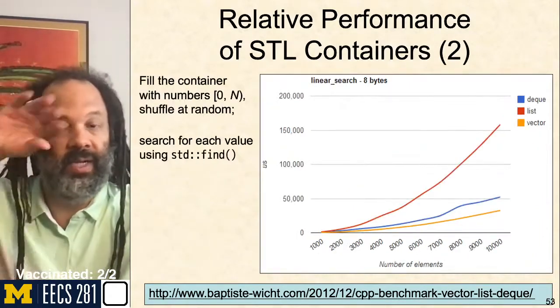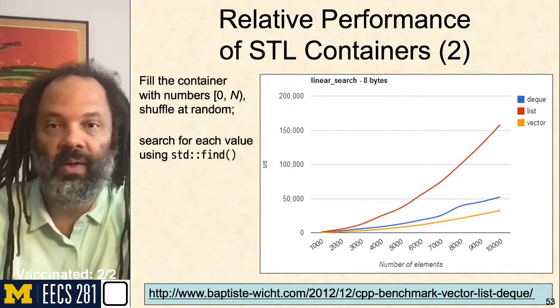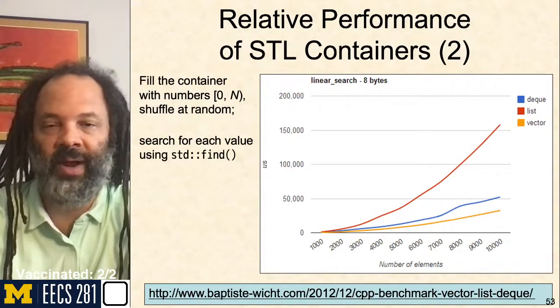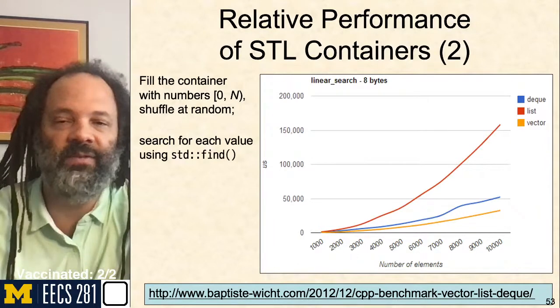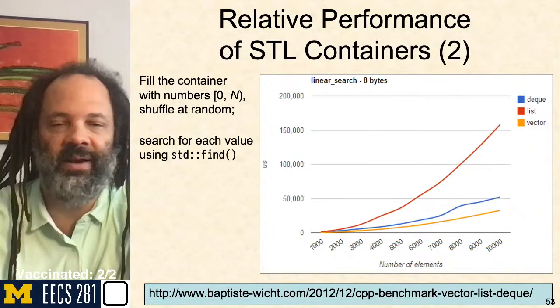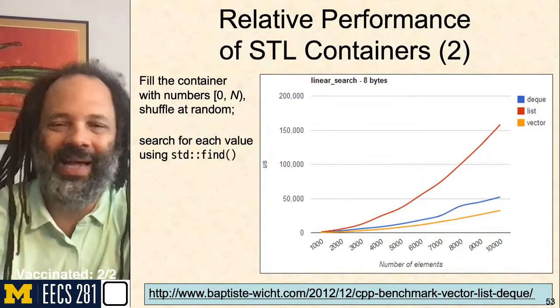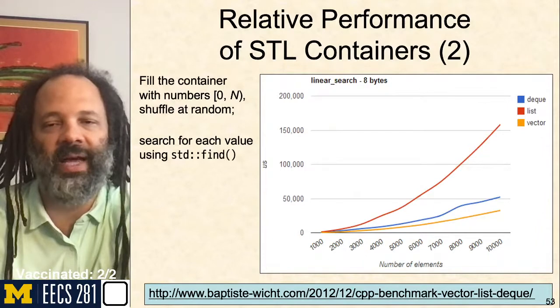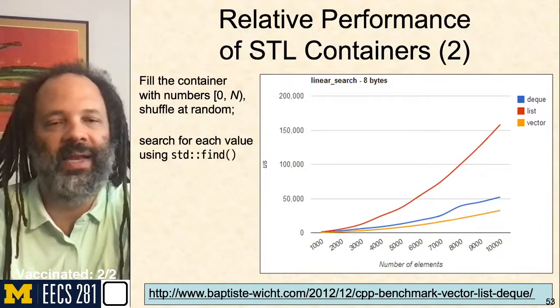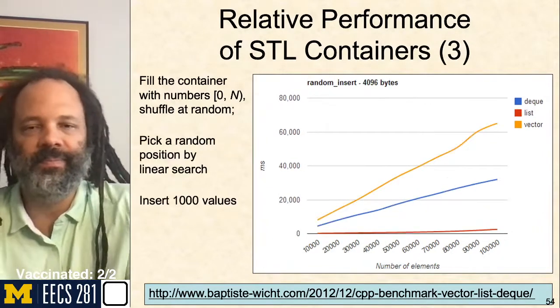This is another version that says, let's fill the container with a bunch of numbers, shuffle them at random, and then search for each value using standard find. So we see here that the deque and the vector still remain really effective. List, however, not so effective. Trying to do that shuffle, trying to do that find, not nearly as fast.